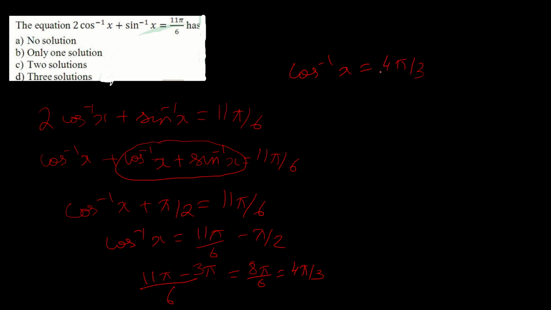Do you think that's possible? It's not possible. Why? What is the range of cos inverse x? It goes from 0 to pi. Okay, the range of cos inverse x is 0 to pi. 4 pi by 3 is definitely 1 point something pi, right? It crosses pi, so it's outside this. So it's not possible. So the answer will be no solution.